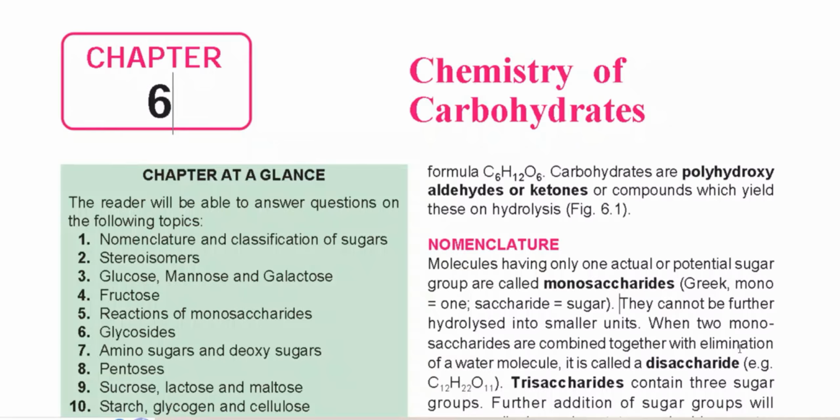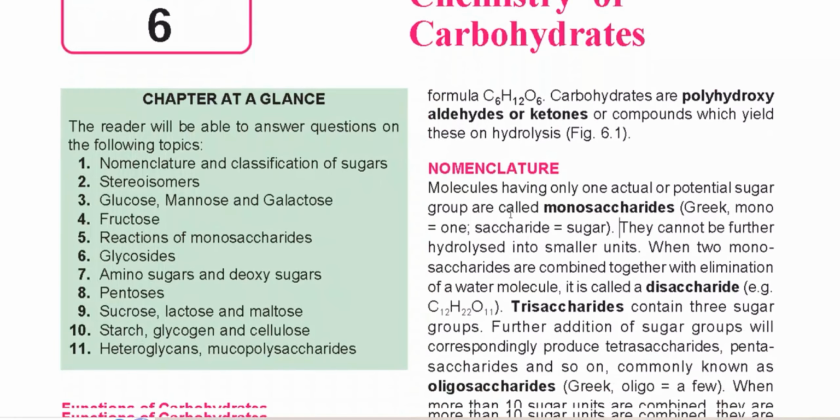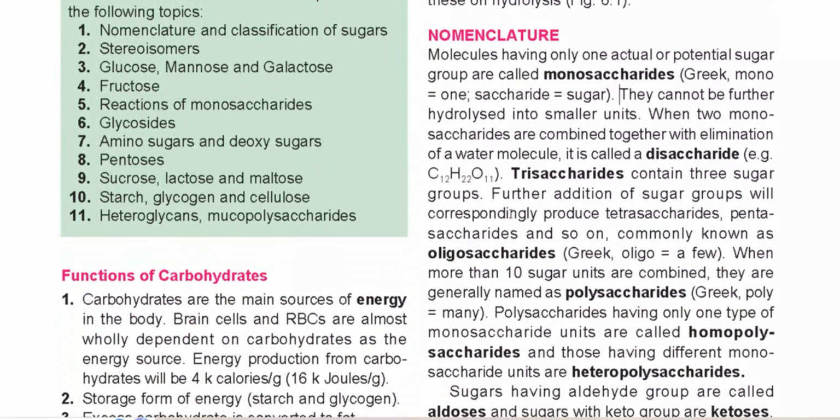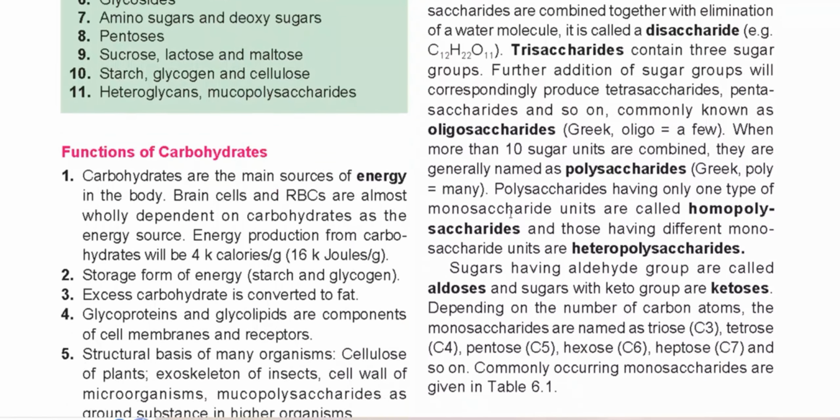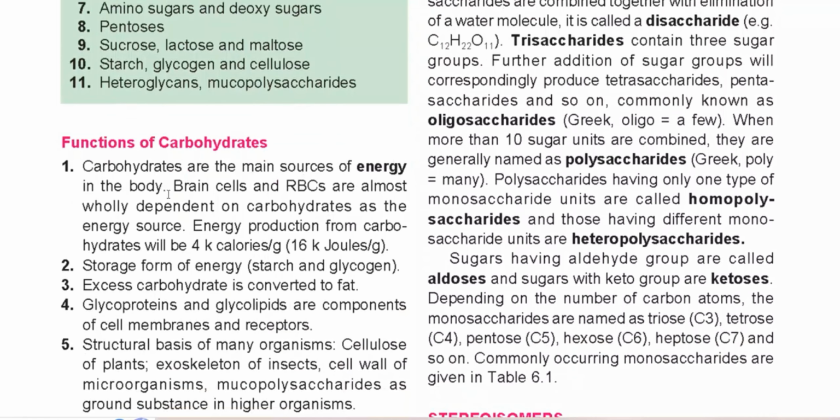And now let's understand the chemistry of the carbohydrate molecules. First of all, we see the important functions of the carbohydrate molecules. Carbohydrates are the main source of energy in the body. Brain cells and RBC are almost wholly dependent on carbohydrates as a source of energy. And energy production from carbohydrates is 4 kilocalories, that is 16 kilojoules per gram.